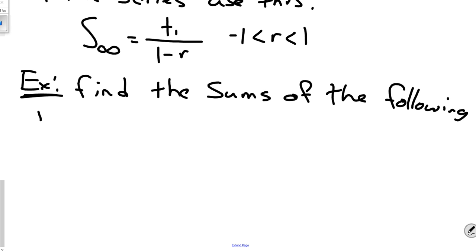Mr. Weber, this has to be the last example. You guys are going to run out of paper. Okay. Don't worry. This lesson isn't that hard. Find the sums of the following infinite series. So let's do the first one.